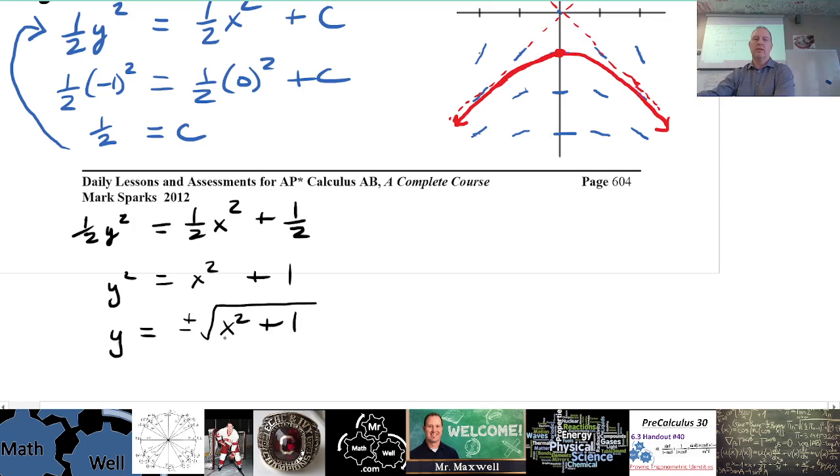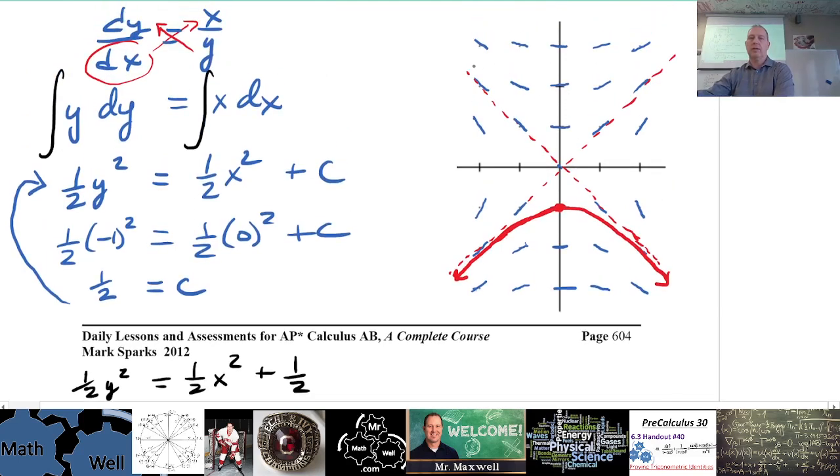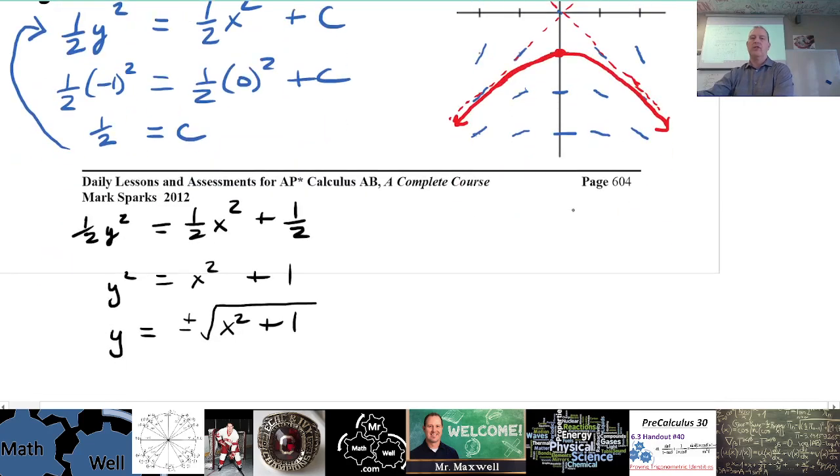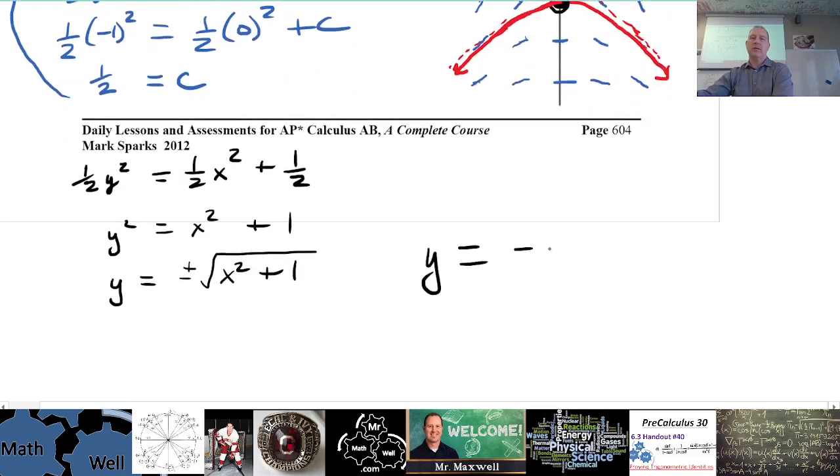These are two separate functions that are y. So one would be this one up here, and one would be the one down below. In this case, you don't want to list two, you only want one particular solution. So we have to determine, given our initial conditions, which one is the correct particular solution. And because our initial condition said this was one of our points, I take the negative version and not the positive version, the version that would be down here. So that would be y equals negative root x squared plus 1.